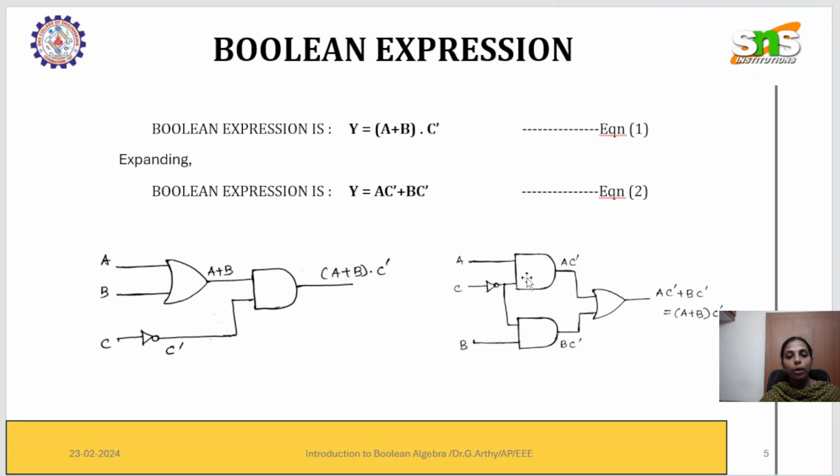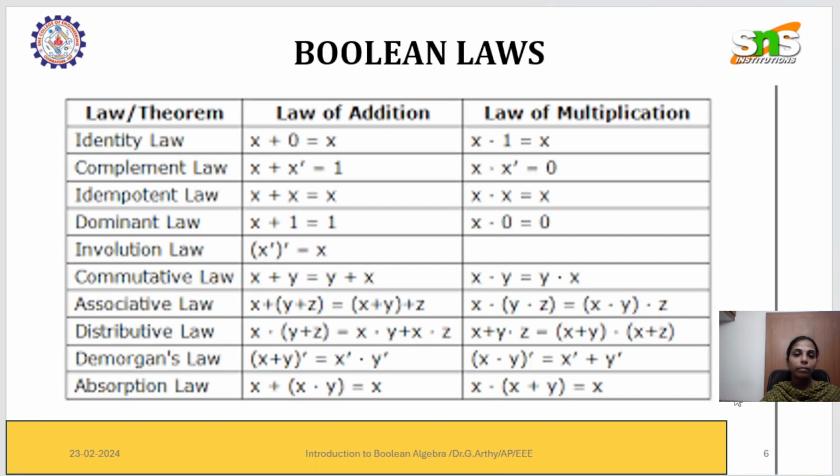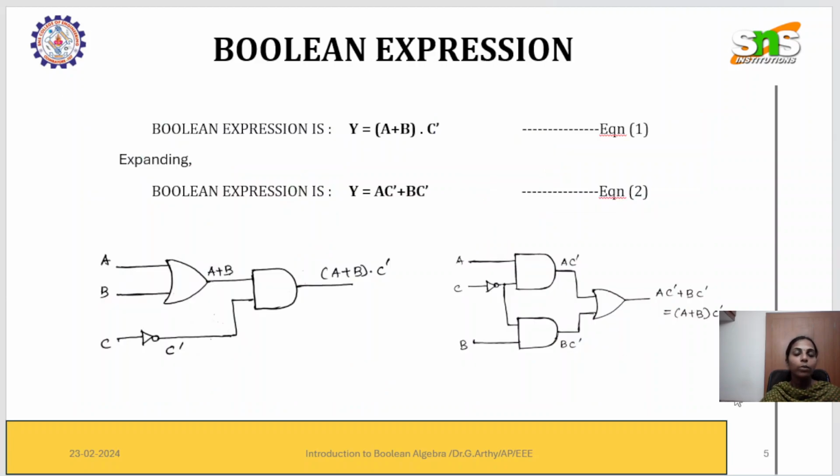So this is how the equation looks, that is equation 2. And if I draw a logic circuit for equation 2, this is the logic circuit. If you see here, both the equations are the same. Both produce the same output y. But when I expand, the number of logic gates differs. Here I have only 1, 2 and 3 gates. Here I have 1, 2, 3 and 4 gates. This is the reason why we need Boolean laws, right?